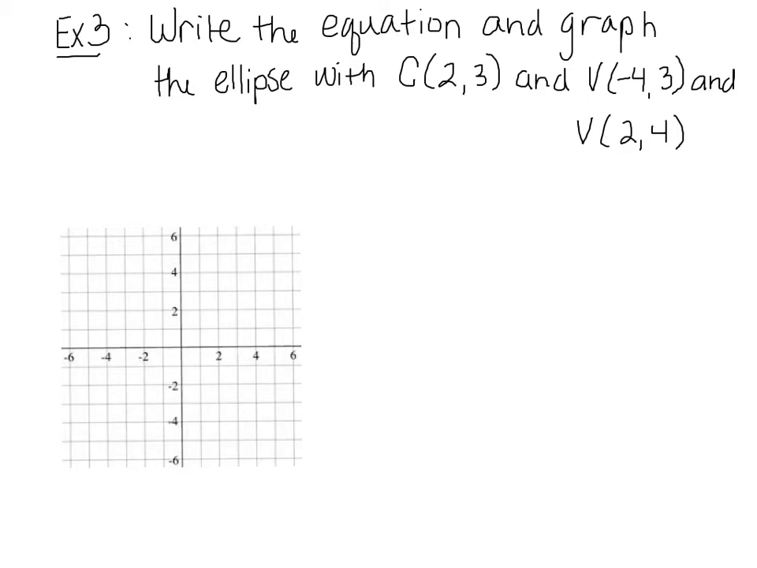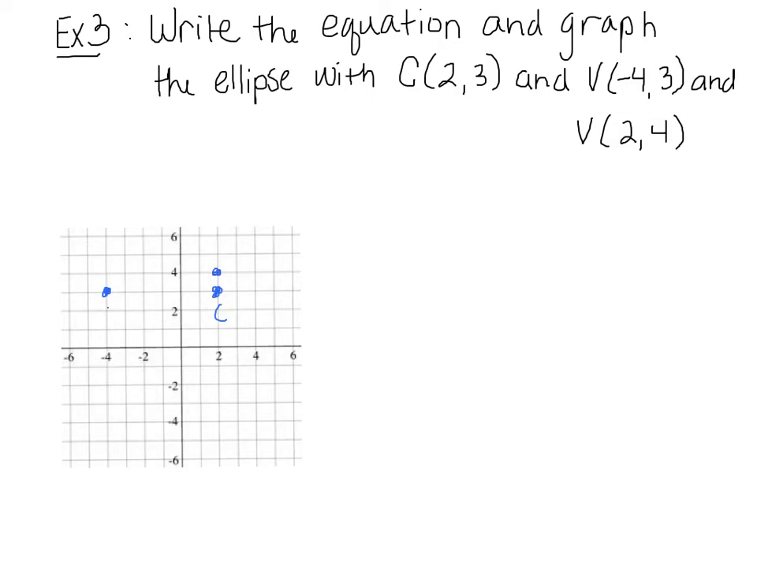Alright, so for the next example, they're giving us information and then they want us to write the equation. And so to do this, what I always like to do is graph the information that I'm given. So I'm given that the center is at 2, 3, so I'm going to go ahead and graph that. There's my center. And it says I have a vertex, that's what the V stands for, a vertex at -4, 3, which would be right here, oh sorry, up one more, right here. And then I have another one at 2, 4, which would be right here.